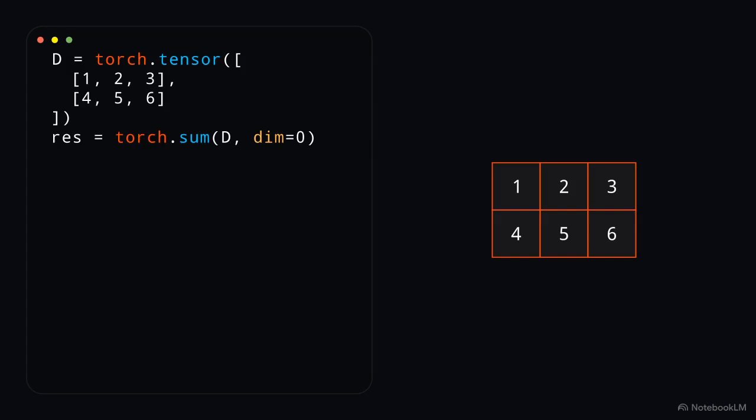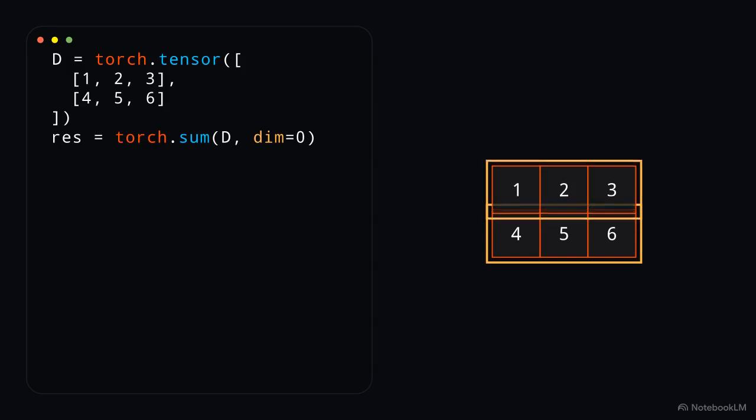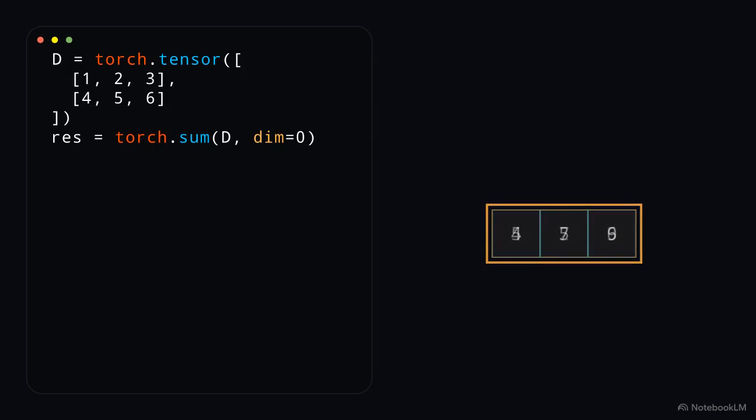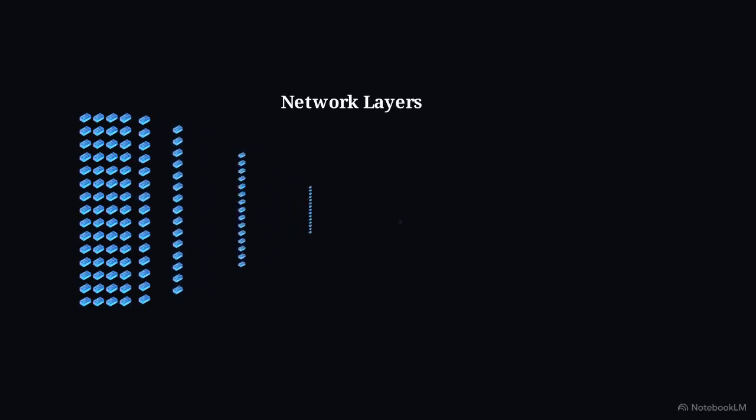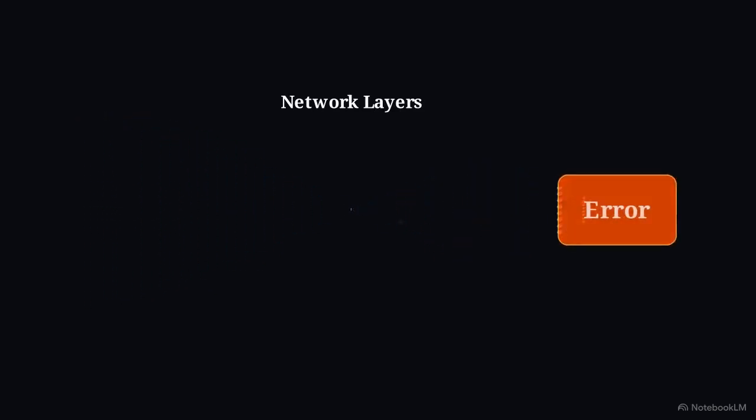Let's try a quick visualization. If we have a 2 by 3 tensor and we sum it across dimension 0, how many members do you think will be left in the result? Since dimension 0 represents the rows, the tensor compresses vertically. By collapsing the rows, we're left with a single one-dimensional array containing 3 values, one for each original column. These two operations, matrix multiplication and dimensional reduction, allow a network to take thousands of inputs and condense them into a single error value that tells the model how much it needs to learn.